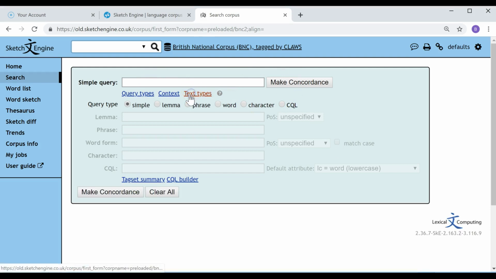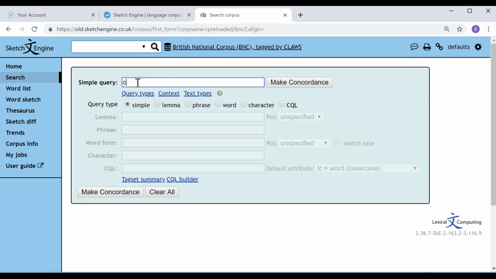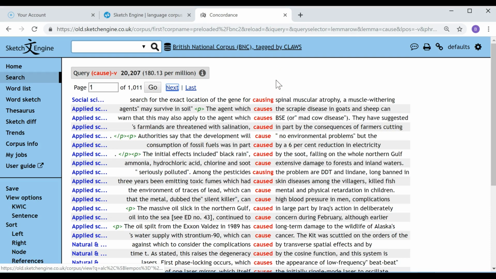We don't need text types. We just want to know the distribution of cause in the whole corpus. So we could do this simple query, cause. The trouble is, cause is a noun as well as a verb, so it might be better to look at the lemma here. So we could look at cause, and then we can specify that we want the verb. So let's do that. And again, it's a very frequent word, 20,000 times in the whole corpus.